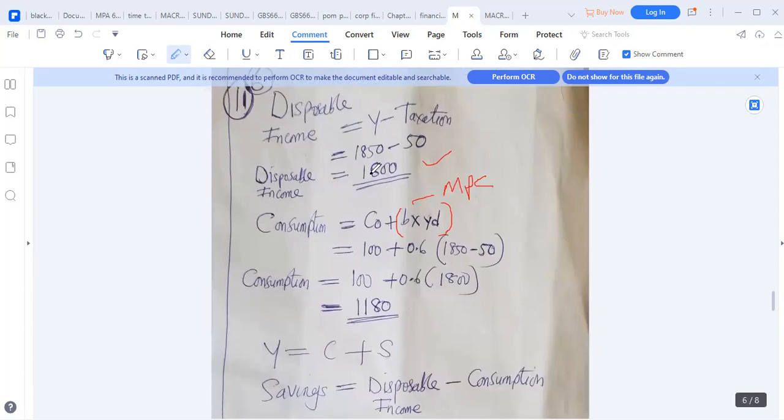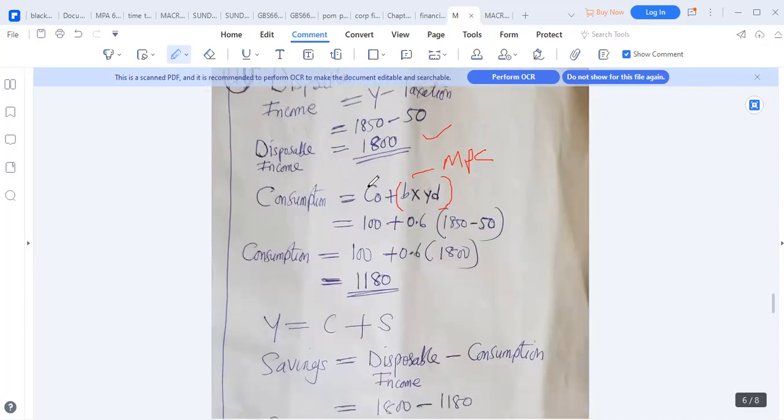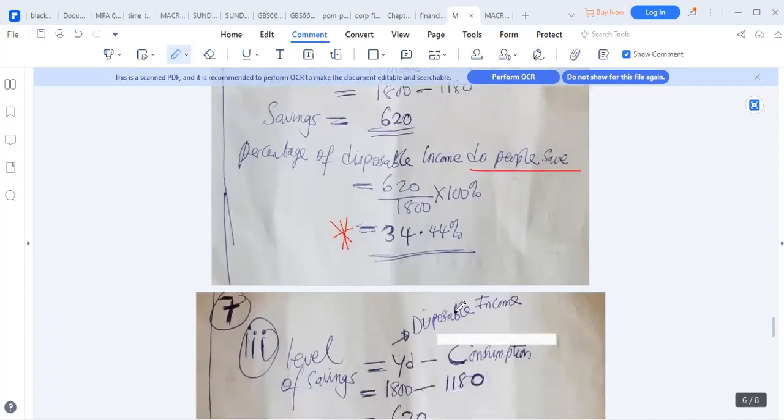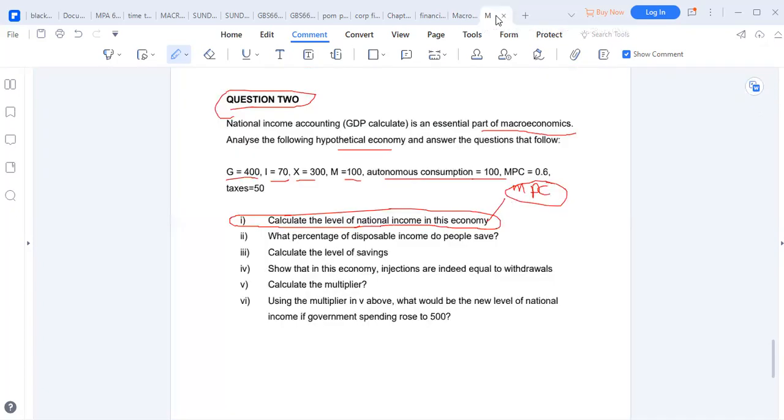Disposable income is 1,800. So how much of the disposable income, which is 1,800, do people save? Saving is 620. So what percentage of disposable income do people save? It is 620 over 1,800 multiplied by 100%, which is 34.44%. So this is the percentage of disposable income that people save. It is actually 34.44%. All right. So we move on to the other problem.